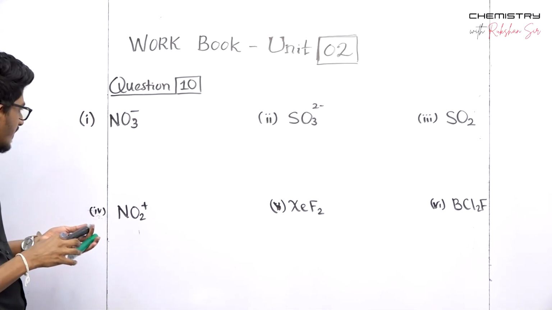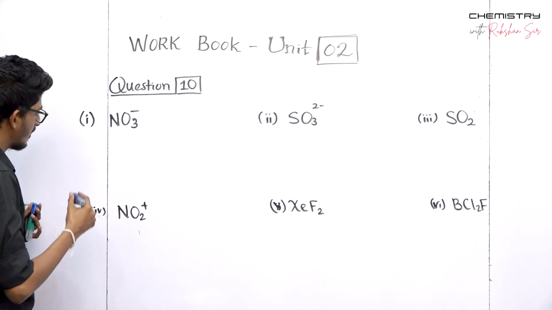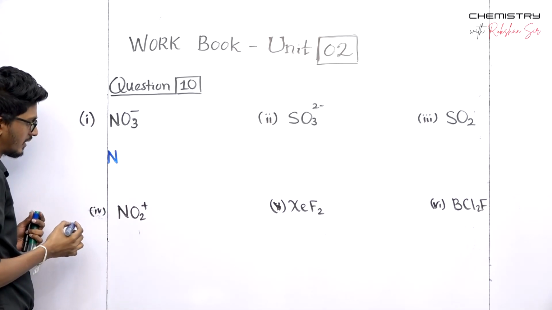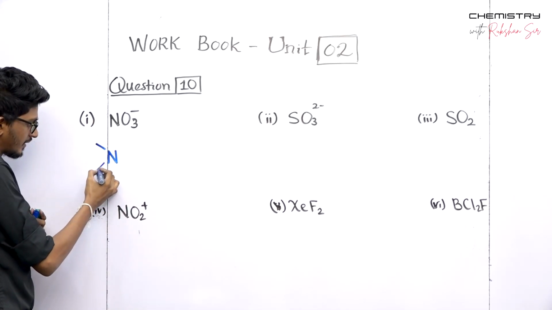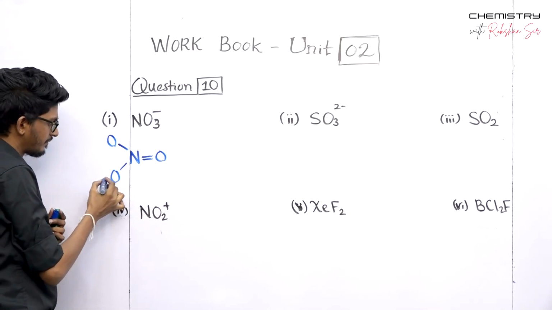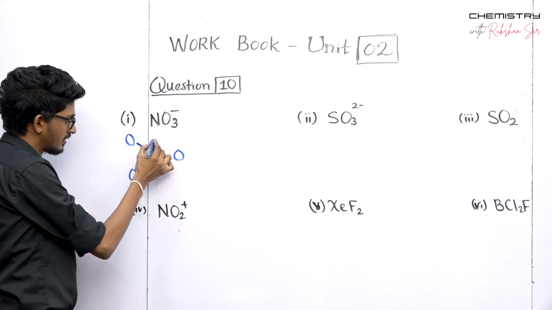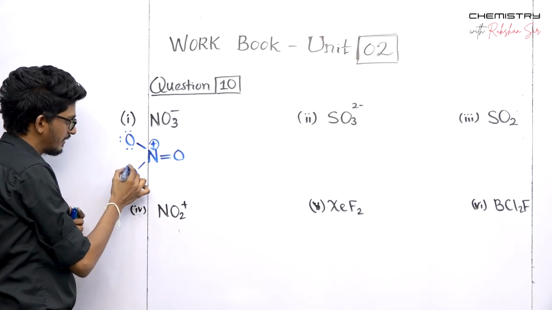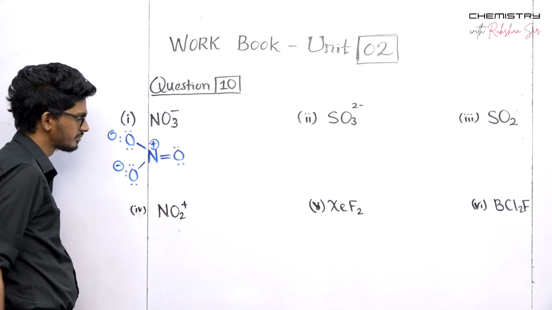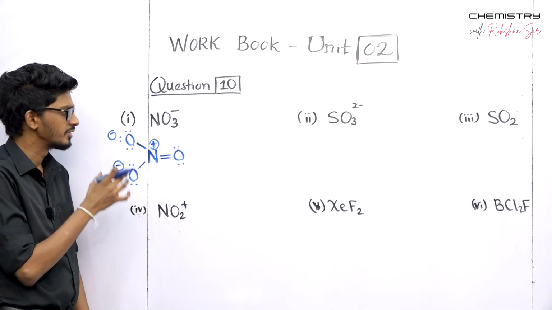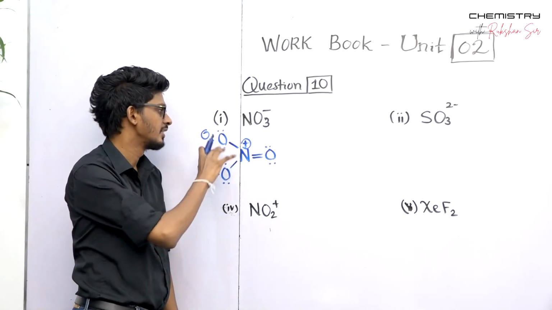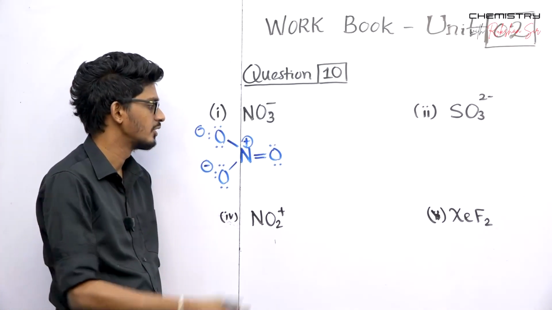Okay, first thing, let's try to draw the structure. So NO3 minus, you can draw the NO3 minus like this. This is a Lewis structure, or this is normally a Lewis structure of an NO3 minus molecule. But this is not the existing structure in nature. The existing NO3 minus is not like this. This is just a Lewis structure.